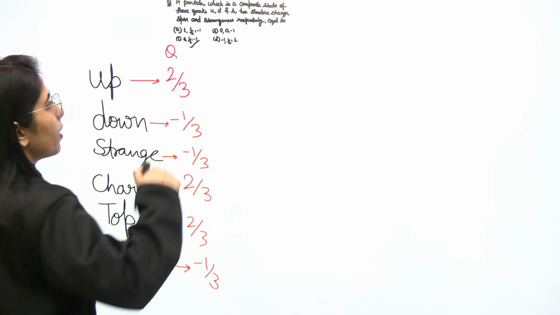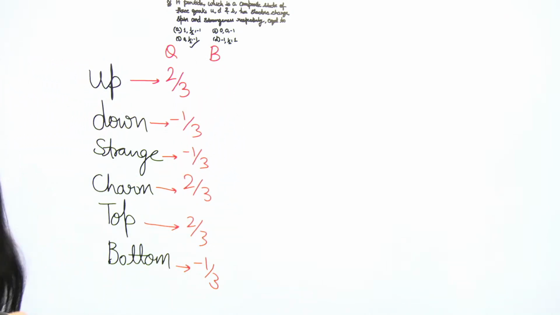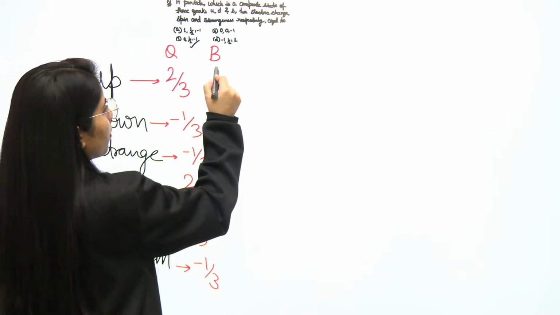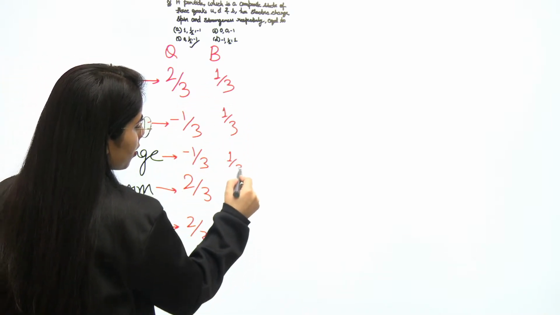Okay, then let's talk about the next thing, that is the baryon number. If I talk about the baryon number for all these quarks, the baryon number is 1 by 3. So 1 by 3, 1 by 3, 1 by 3, it's so easy.